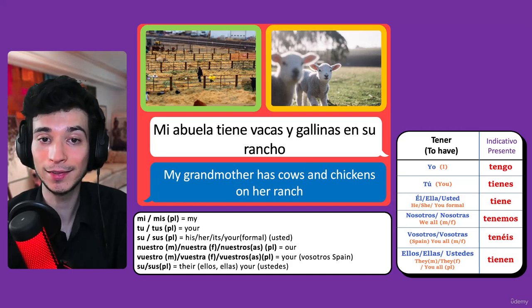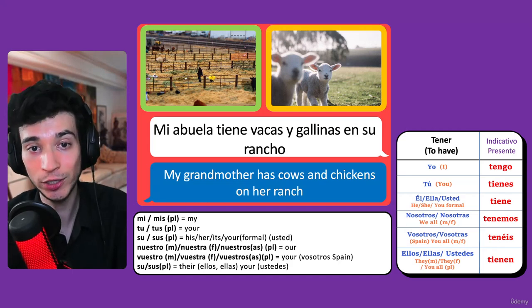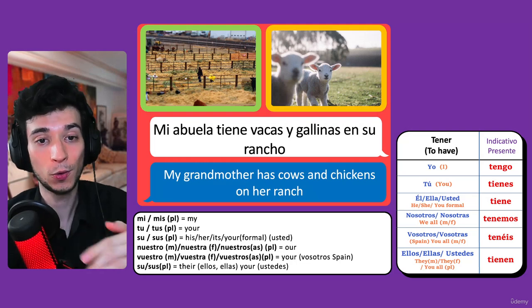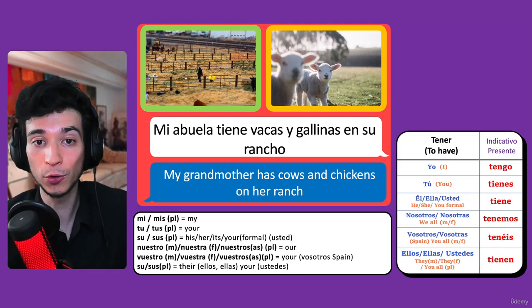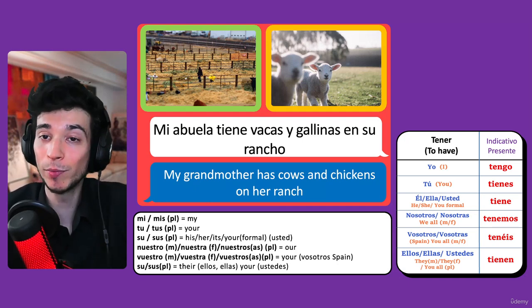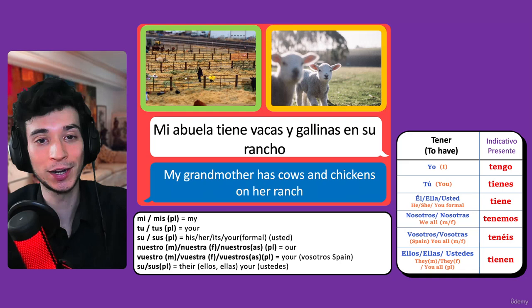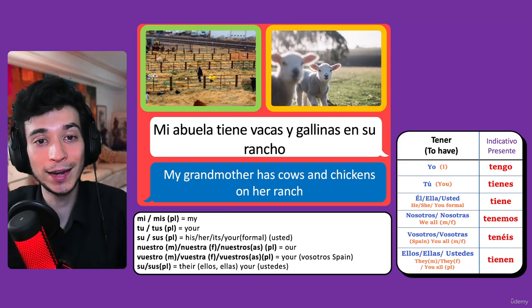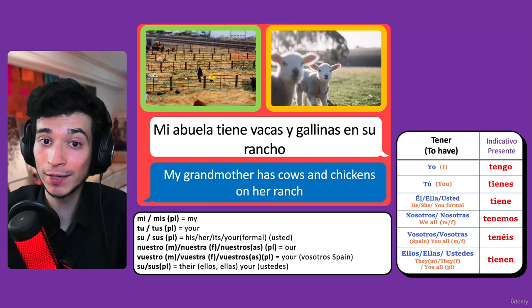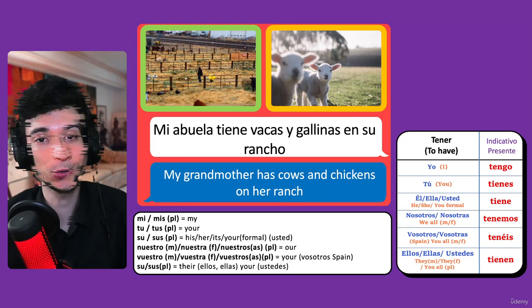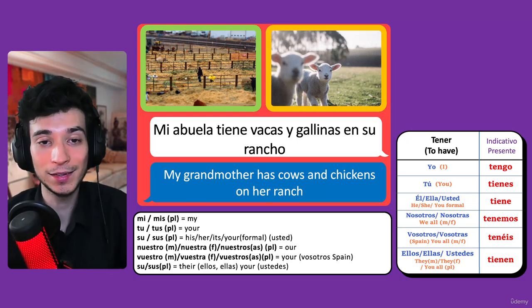Mi abuela tiene vacas y gallinas en su rancho. My grandmother has cows and chickens on her ranch. So the word for ranch is rancho. Rancho, ranch. So I remember my grandparents had a ranch, and they actually had chickens there and rabbits. So yeah. Mi abuela tiene vacas y gallinas en su rancho. My grandmother has cows and chickens on her ranch. Okay, and the next one.